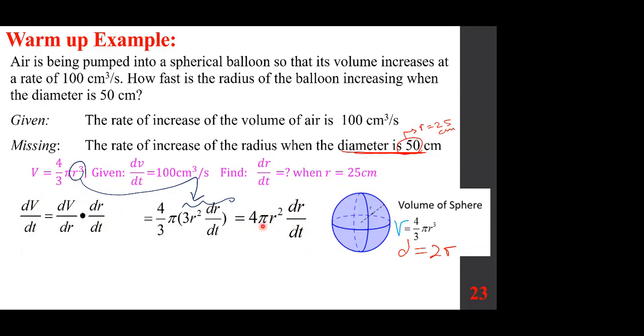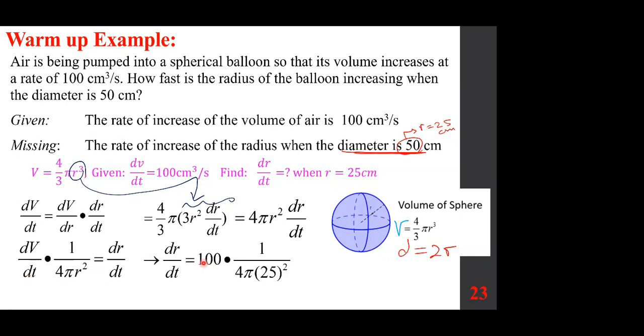Division by 4 pi r squared means multiplication by its reciprocal. Remember, we are dividing by 4 pi r squared. So this is how we write this. And now we do the replacement. dV/dt, 100. Okay. 1 over 4 pi r squared. And you need to simplify this. I hope you know that 4 times 25 is 100. So it's 1 over 25 pi precisely.